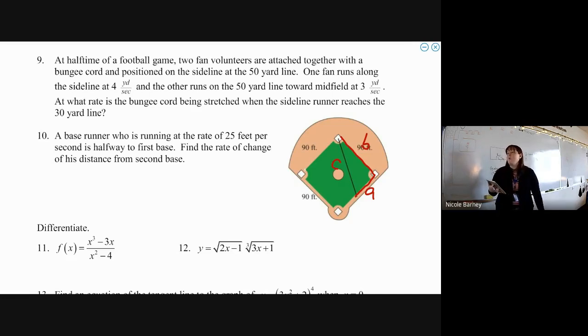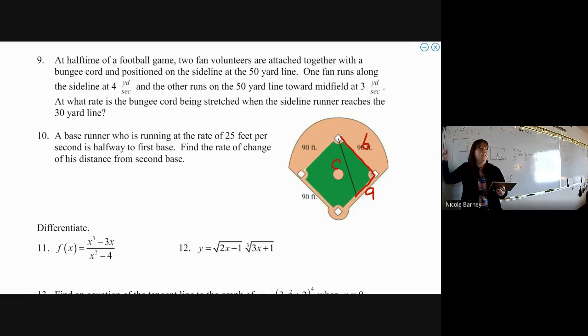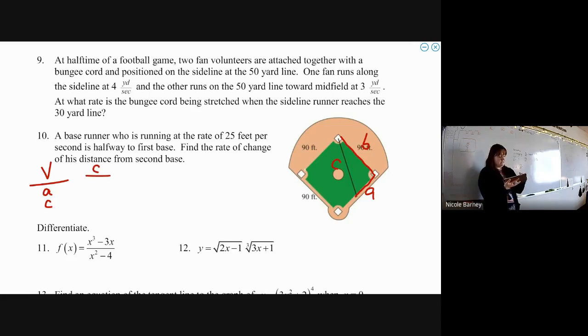So we have to decide what is changing and what is not changing. Is A changing? Yes. Our freeze moment tells us when it is, but A is changing because he's running, right? Is B changing? No, because it's 90 feet. B is not going to change because this triangle disappears when he gets to here. So our variables are A and C. Our constant is B. B is constant at 90, so B always equals 90.